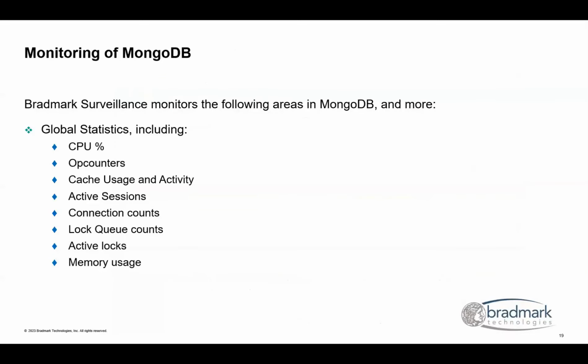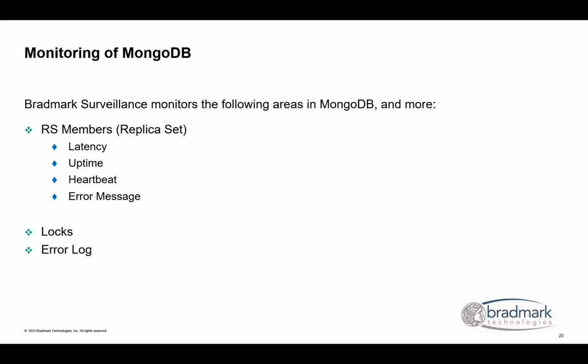Now, there are a lot of different areas in Mongo that we monitor, and some of them include what we call global statistics. That includes high-level statistics like CPU percent, op counters, the whole breakdown of op counters into the different types that are available. We have information on cache usage and activity, active session counts, connections, locks, memory usage, all those kinds of things, and much more as well. These are the more high-level items that you can also get history on.